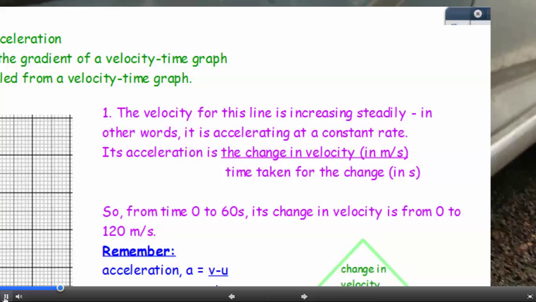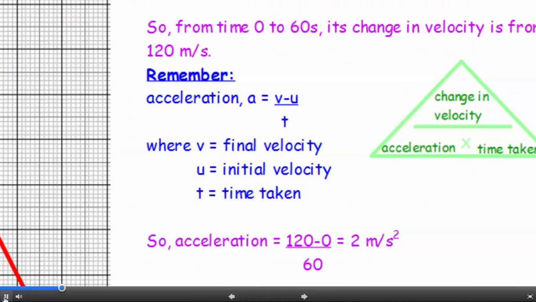Now remember that equation. Acceleration a equals v minus u divided by t. Remember, v is final velocity, u is initial velocity, and t is the time taken. So the final velocity is 120 meters per second. The initial velocity is 0 because it started from a standstill. And the time taken for this change was 60 seconds. So it's 120 minus 0 divided by 60, which works out to 2 meters per second squared. Remember, acceleration is given in meters per second squared.